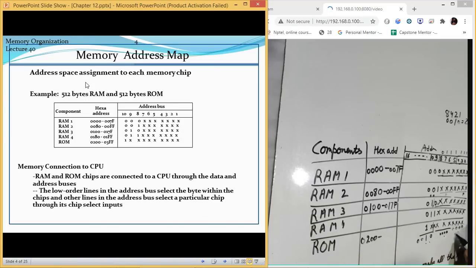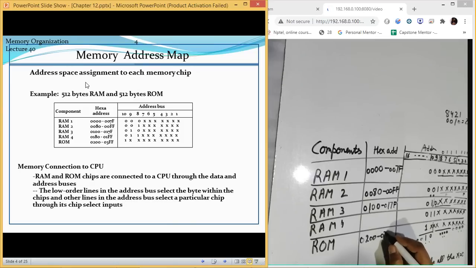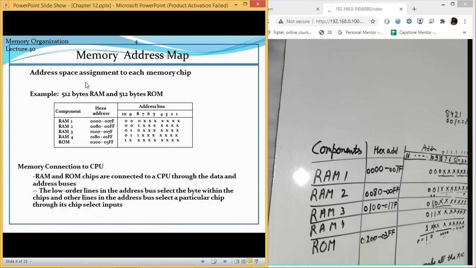Make all these values 1. It will be F. This will be F. This will be, make it 1, 2. Make it 1. This will be 2 plus 1, 3. So this will be 0, 3, F. So this is how we calculate the addresses.